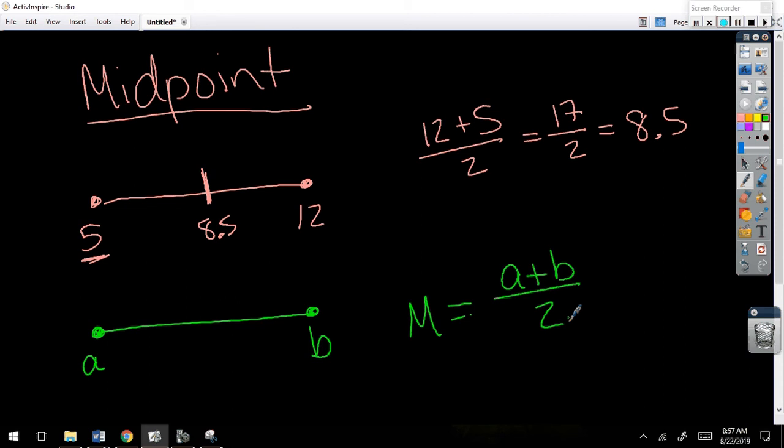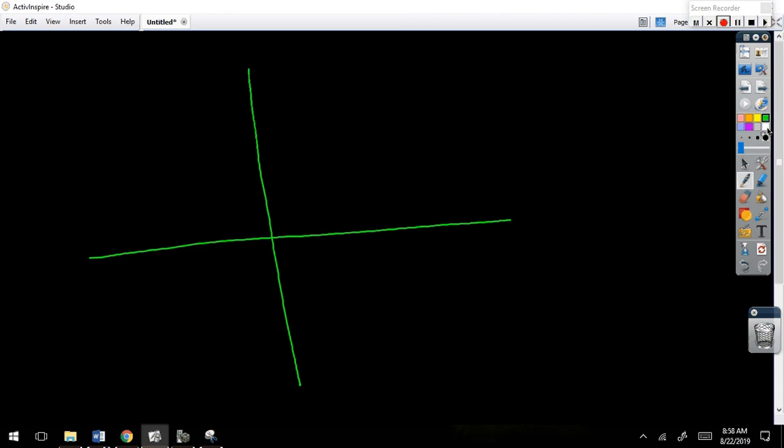But again, let's put this segment in the Cartesian plane. Y'all ready? Somebody give me a point. 4, 1. Somebody give me another point. -3, 2. How in the world can I find the point that is exactly in the middle of those 2 points?